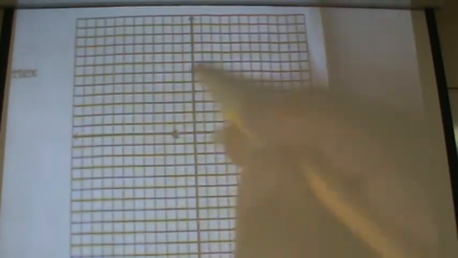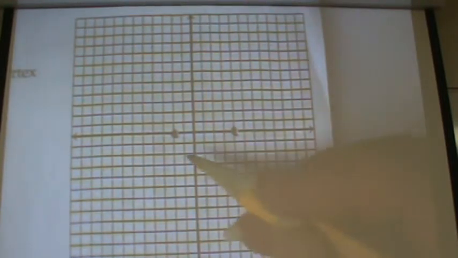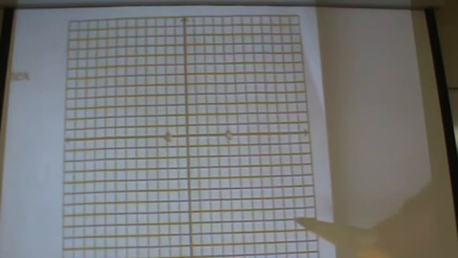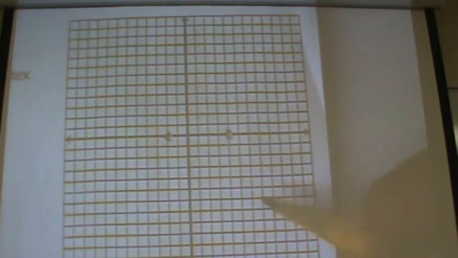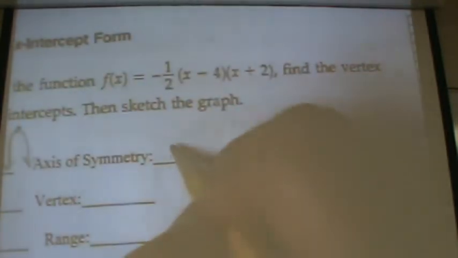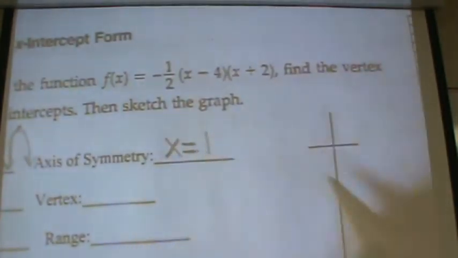Now, this thing's going upside down, right? What important point lies in the middle of the road here? The axis of symmetry. Could you figure it out just by looking at this graph what it's going to be? What is it? 1. X equals 1. Now, how could you figure that out another way? You could add these 2 up and divide by 2. So x equals 1. So that's something you should think about doing at times.